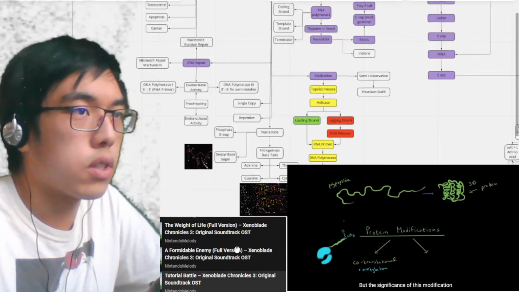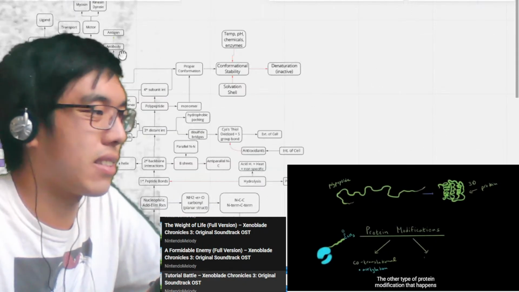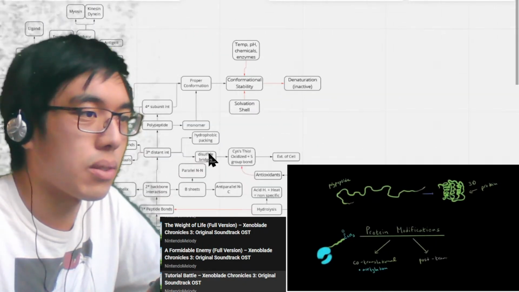But we could move on, not all the way very up well here after and trying to figure out what the purpose of this modification is. The other type of protein modification that happens is post-translational modification.